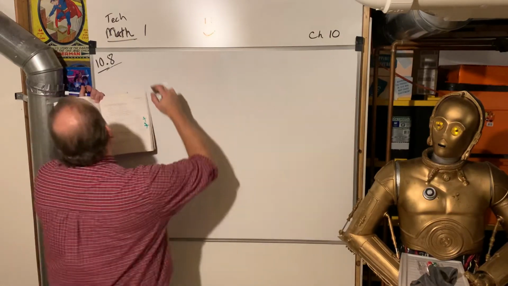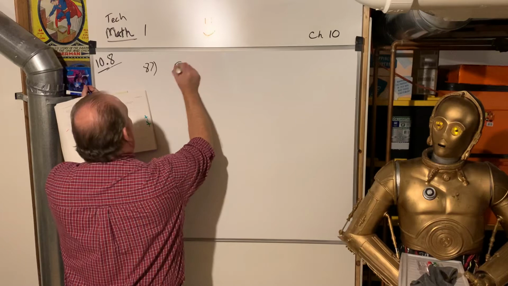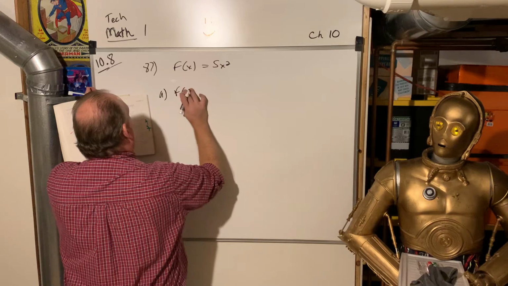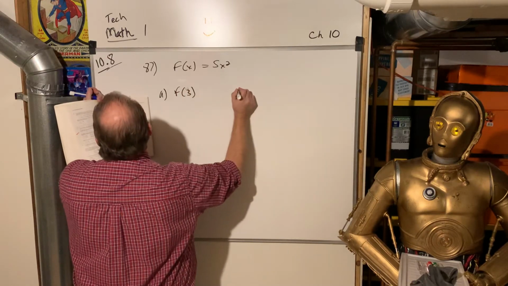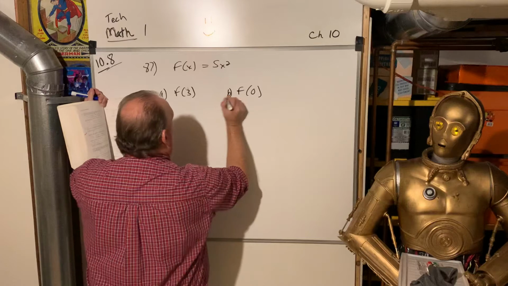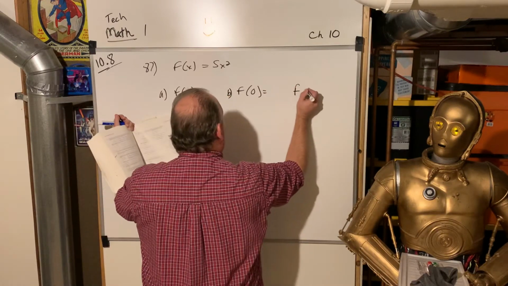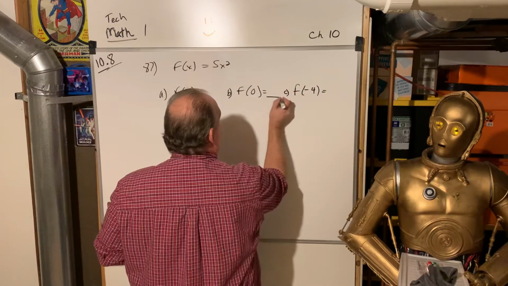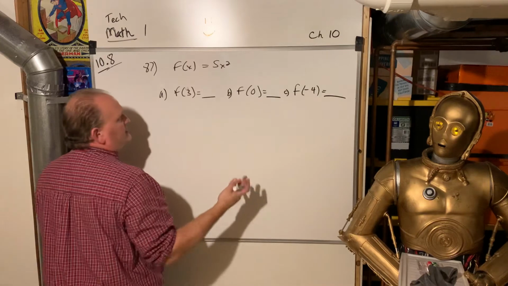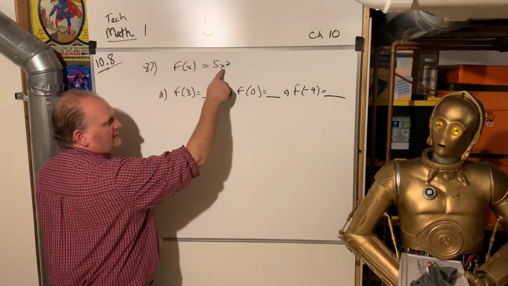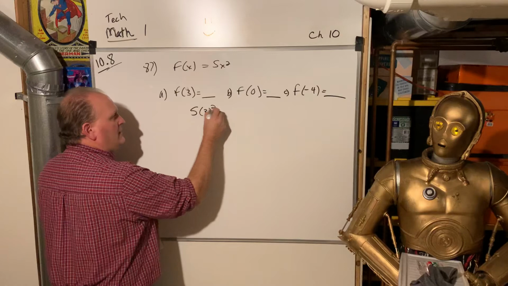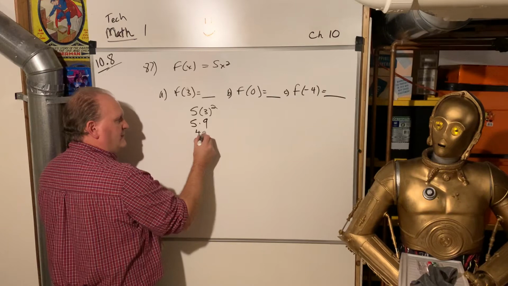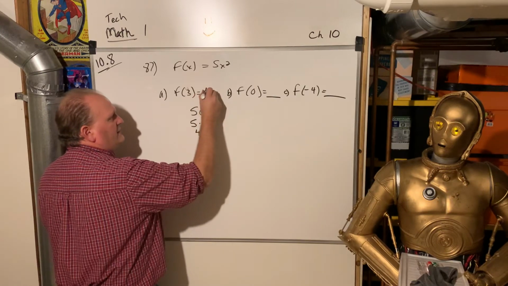So if you could take a look at 87, they give you f of x is equal to 5x squared, and then they want you to find f of 3 and f of 0 and f of -4. Okay, so it's just plug and chug. You just put in the 3 for x. So 5 times 3 squared, order of operations, you do the squared before you multiply, 9 times 5, 45. So f of 3 is 45.